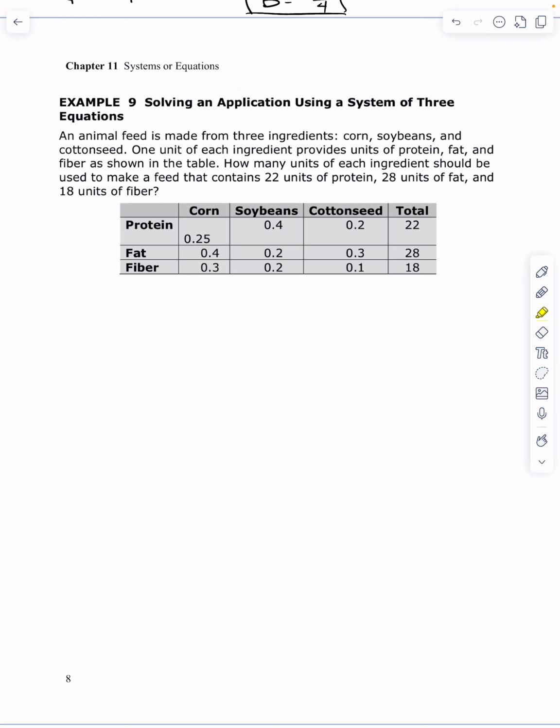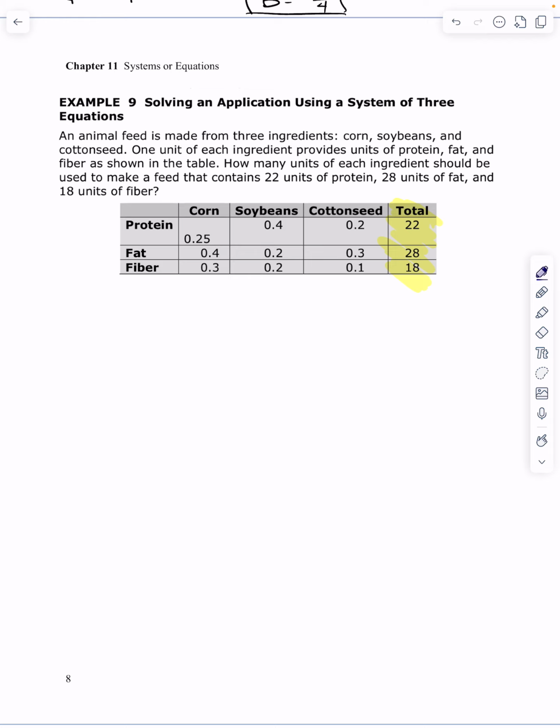So we've got an animal feed being made from 3 different ingredients: corn, soybeans, and cottonseed. 1 unit of each ingredient provides protein, fat, and fiber as shown in the table. How many units of each ingredient should be used to make a feed that contains 22 units of protein, 28 units of fat, and 18 units of fiber? First thing we want to do is separate this from the rest of the table because that is different information.